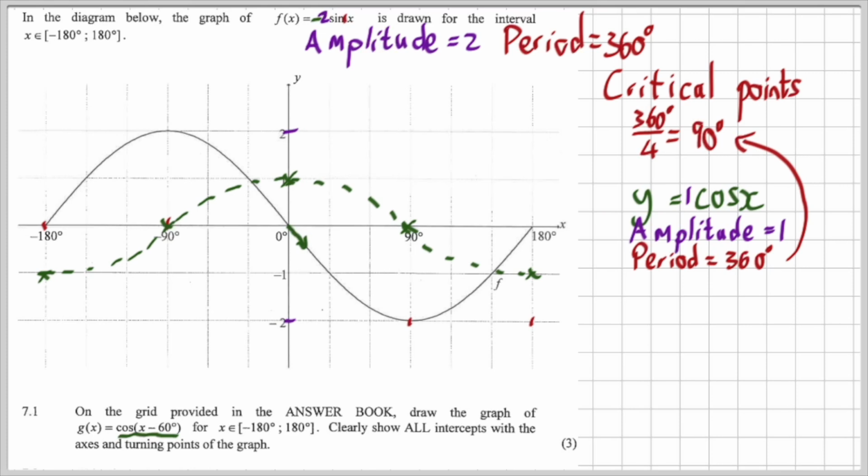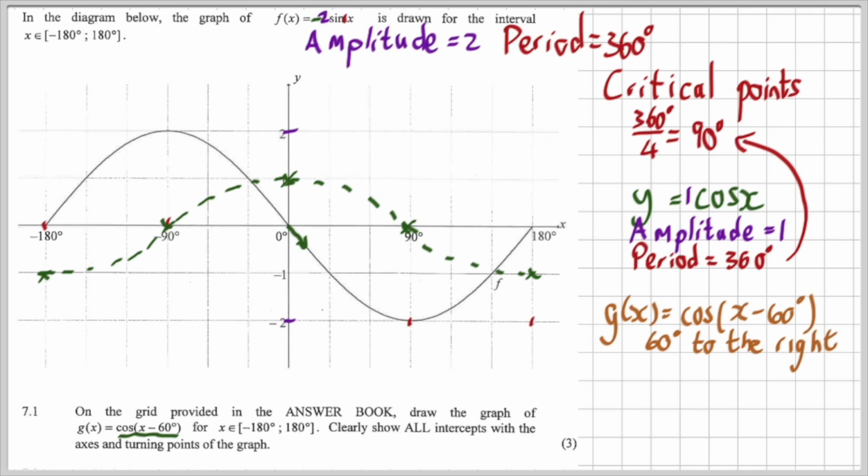Once I have the original, I'm now going to ask myself, what does that x minus 60 degrees mean? It is a shift to which side? Come on, matriculants, tell me. It's a 60-degree shift to the right, because it's always opposite of logic when moving left and right. So I see negative 60, and actually it is movement to the right.